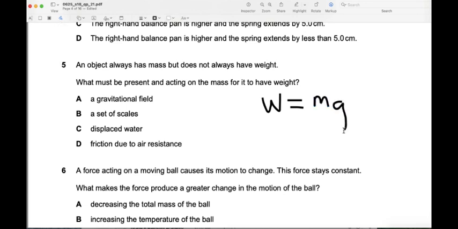Weight is due to G. Your mass multiplied by your G gives the weight. Now, what must be present and acting on a mass for it to have a weight? It is gravitational field strength, which is A, right? Number 5 is A. What must be present and acting on the mass for it to have a weight is G, gravitational field strength. Okay? So that's it.